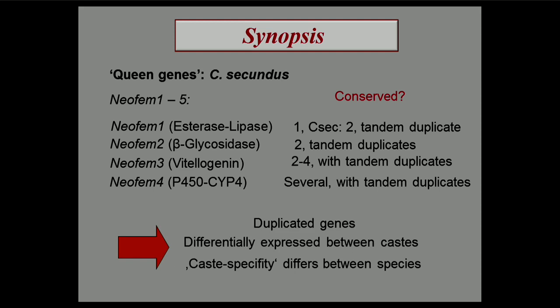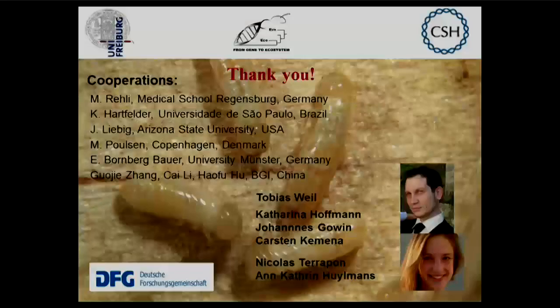And this is just summarized here. So we have duplicated genes; all of the crucial genes which we looked at, we found duplicated genes. They were differentially expressed between castes, but the caste specificity differed between the species. And with this, I'm at the end.